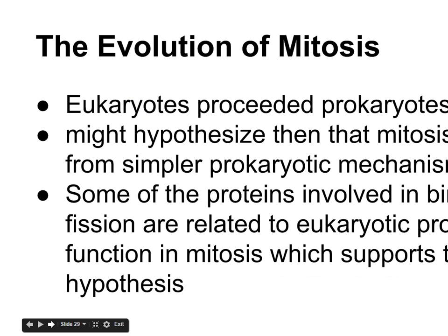The evolution of mitosis. Prokaryotes precede eukaryotes. That means that eukaryotes came after prokaryotes. We might hypothesize then that mitosis evolved from simpler prokaryotic mechanisms. Some of the proteins involved in binary fission are related to eukaryotic proteins involved in their function in mitosis, which supports that hypothesis.